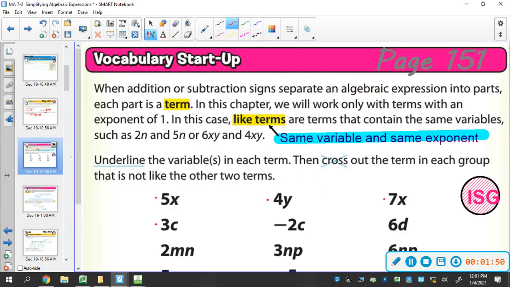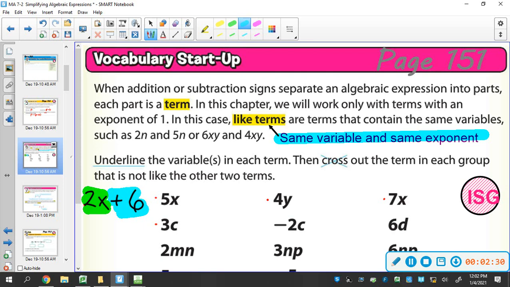It says, when addition or subtraction signs separate an algebraic expression into parts, each part is a term. So for example, if we have 2x plus 6, there are 2 terms here, and you know because it's separated by an addition or subtraction sign. Here's our first term. Here's our second term. You have to take the sign that's in front of the term with it. So that was 2 terms.